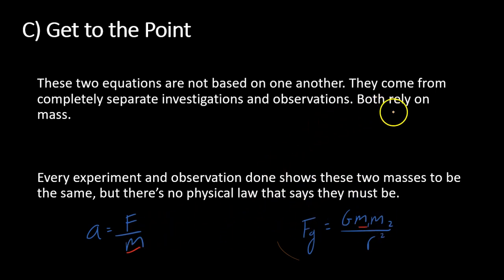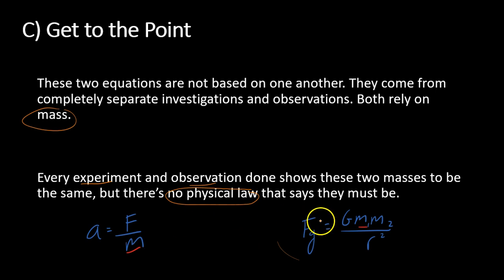Both of them rely on mass, this property. There's a property that affects the acceleration. There's a property that affects how much attraction there is between objects. Every experiment and every observation done in the history of science shows that these two masses, these m's, are the same thing. But there is absolutely no known physical reason why they have to be the same thing. Let me say it again.